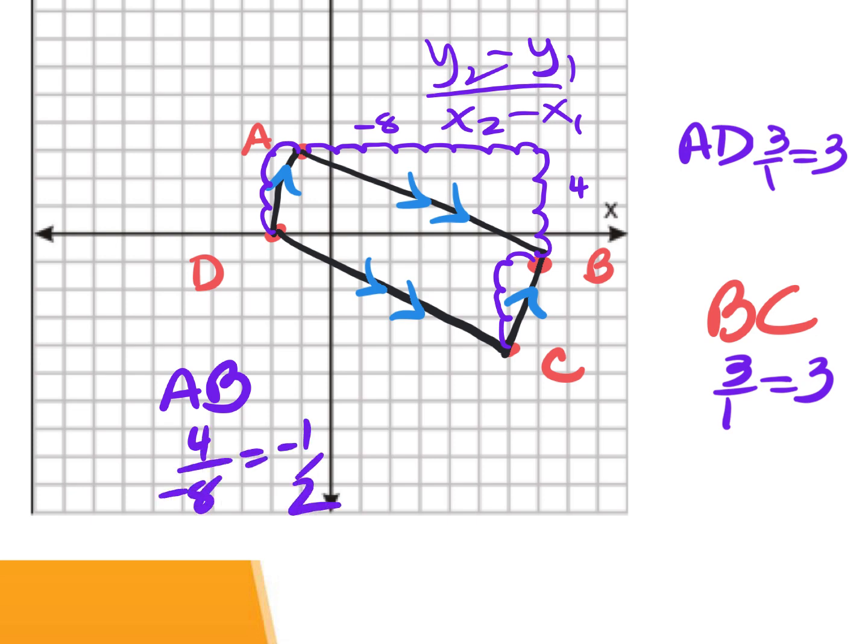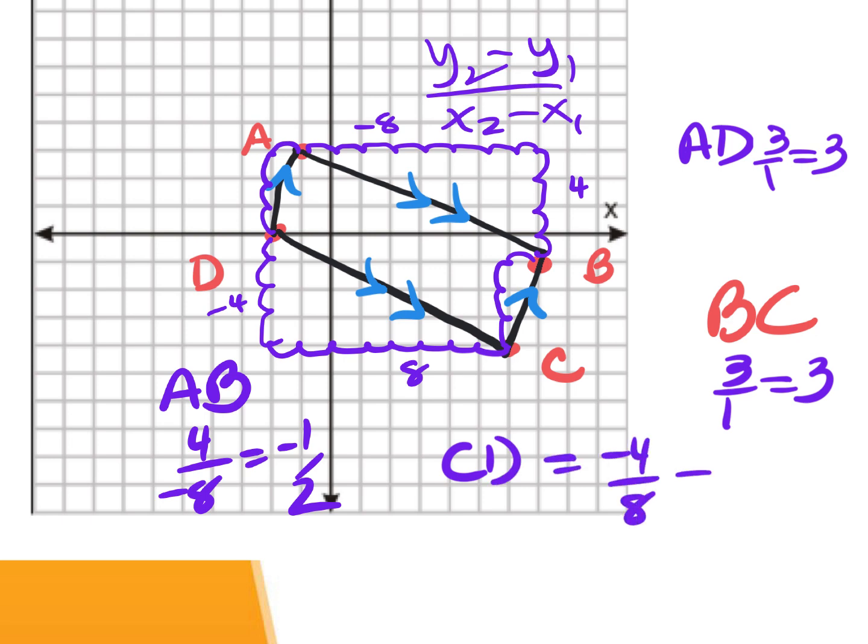I can do the same thing for CD. I could fall down 1, 2, 3, 4, so -4. But then when I run to the positive side, 1, 2, 3, 4, 5, 6, 7, 8. So then CD is -4 over 8, which also reduces to -1/2. So because both pairs of opposite sides are parallel, this is a parallelogram.